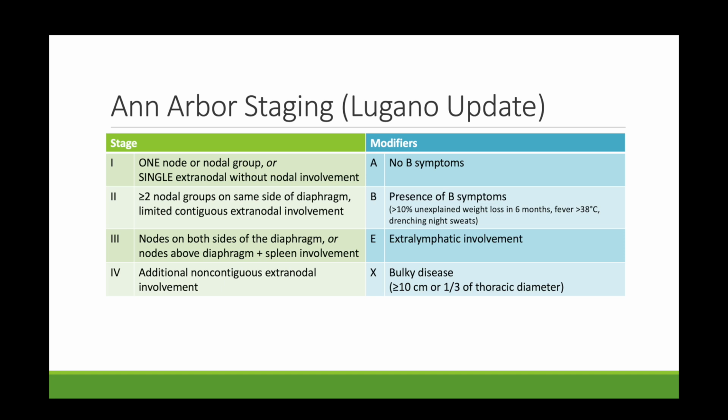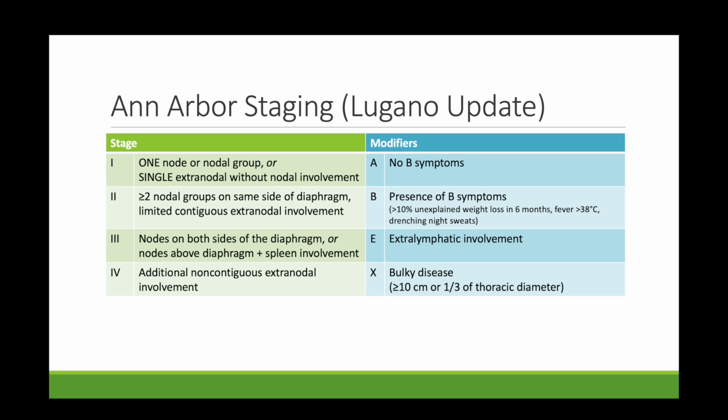So stage 1, think just one nodal conglomerate. Stage 2 is 2 or more groups, but on the same side of the diaphragm. If you have nodes on both sides of the diaphragm, then that makes it stage 3. Or if you have nodes above the diaphragm, for example, plus splenic involvement, then that makes it stage 3 as well. And then finally, stage 4 is if you have non-contiguous extranodal involvement. So if you have nodal involvement, but then you also have non-contiguous extranodal involvement.